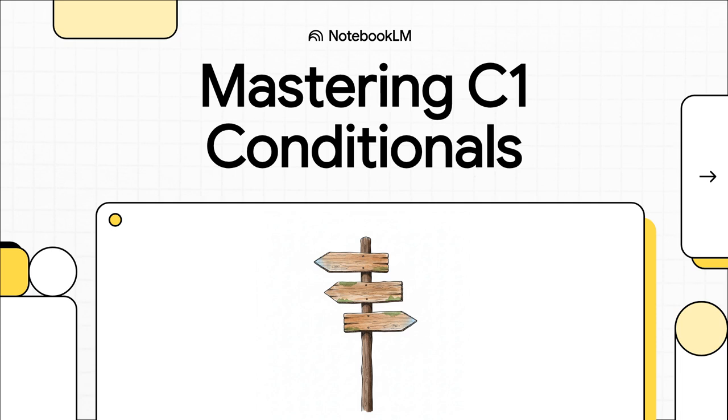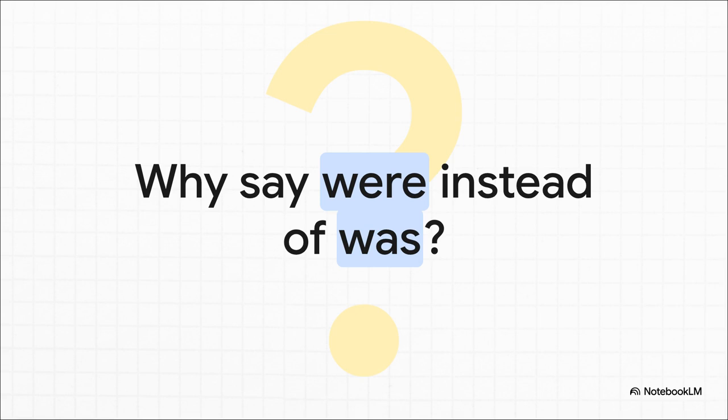Let's get to it. Listen to this sentence for a second. If I were you, I would reconsider that decision. I mean, it sounds perfectly natural, right? But really think about it. Why on earth do we say were instead of was when I is completely singular? It kind of challenges our basic grammar instincts right out of the gate. So, okay, let's dive into this and unlock exactly why that happens.